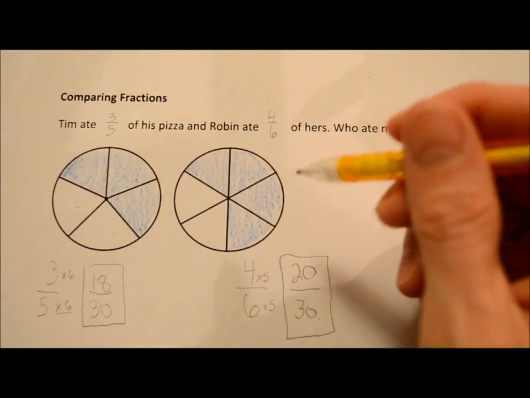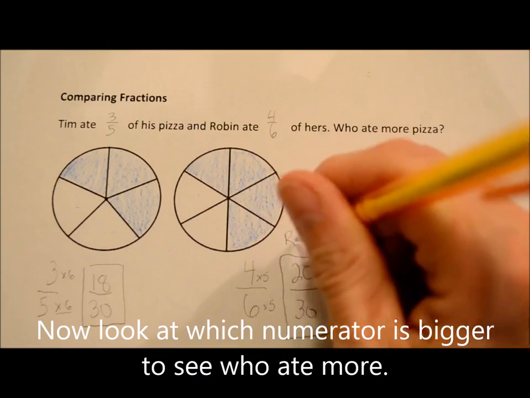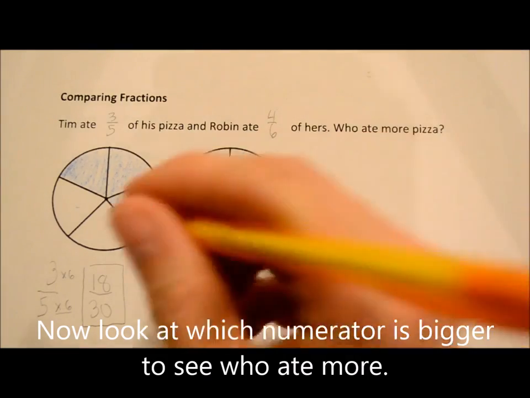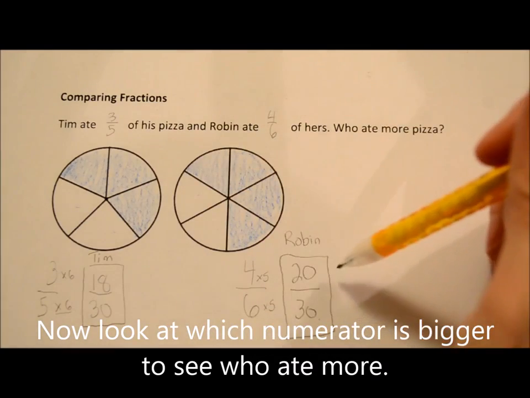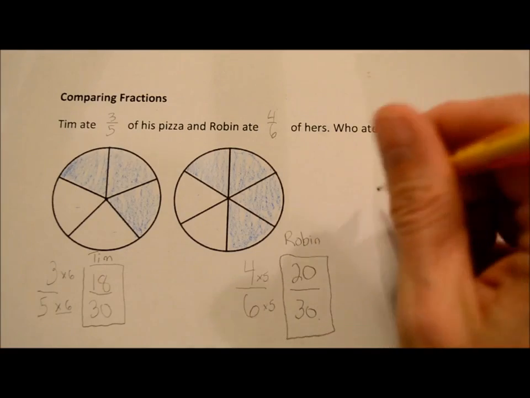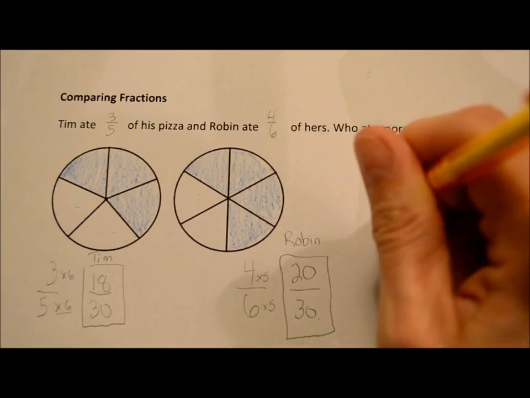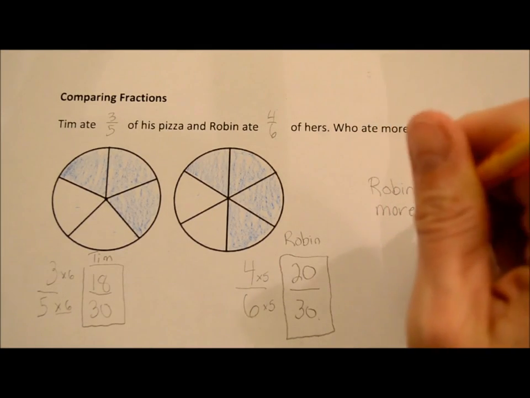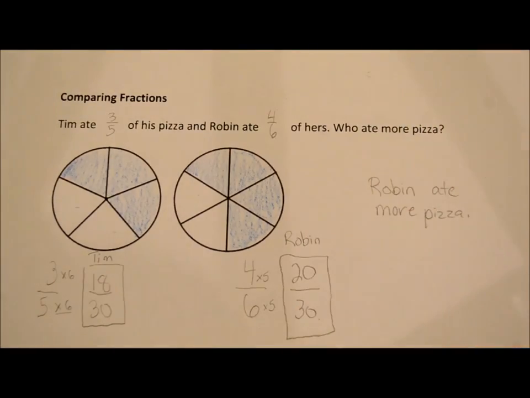So it's very close. Who ate more pizza? Well, this is Robin's, and this is Tim's. So Robin ate more. Go Robin. Robin ate more pizza. She ate 2/30 more than Tim.